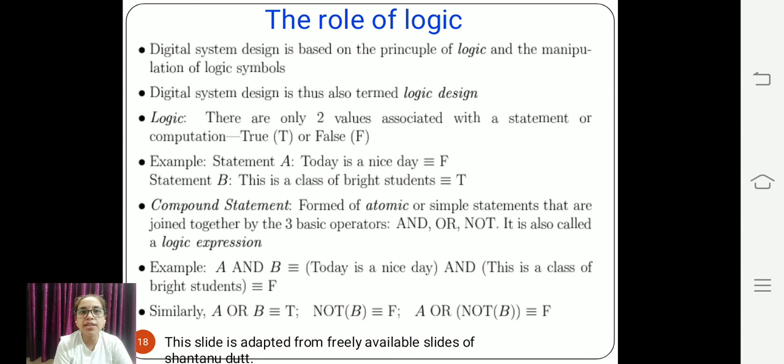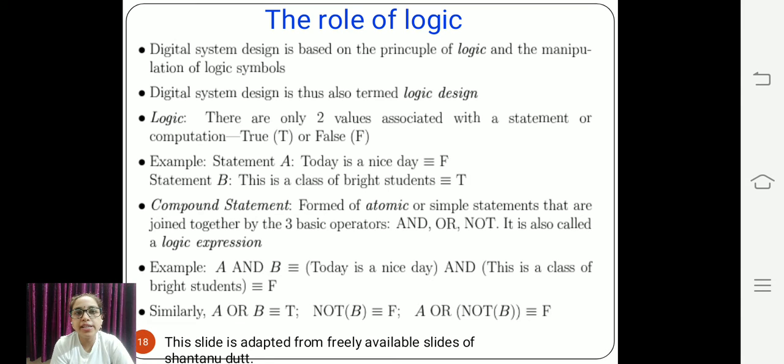Then the role of a logic gate or logic circuit. Here, digital system design is based on the principle of logic and manipulation of logic signals. Before going into the logic chapter, there are three things we have to know. First one is the gate, why this gate is used. Then its logic symbol. After that, its logic table or operation. According to the operation, the table will be defined. First one is the logic operation or function or the purpose, second one is its symbol, and third one is its truth table.